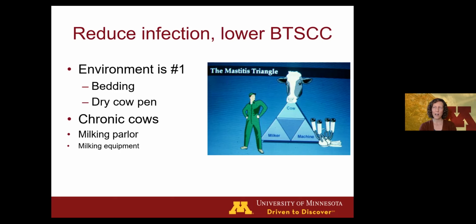So identifying those, making some decisions about culling, or potentially making some 3/4 cows if we've got some chronically infected quarters, is a way to reduce the risk of those cows spreading it around the herd.